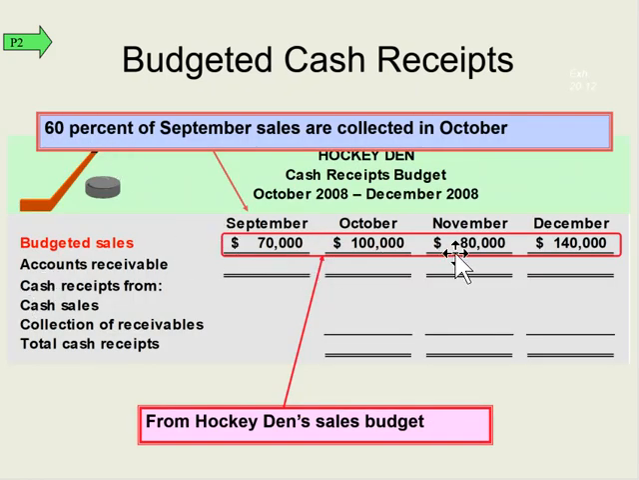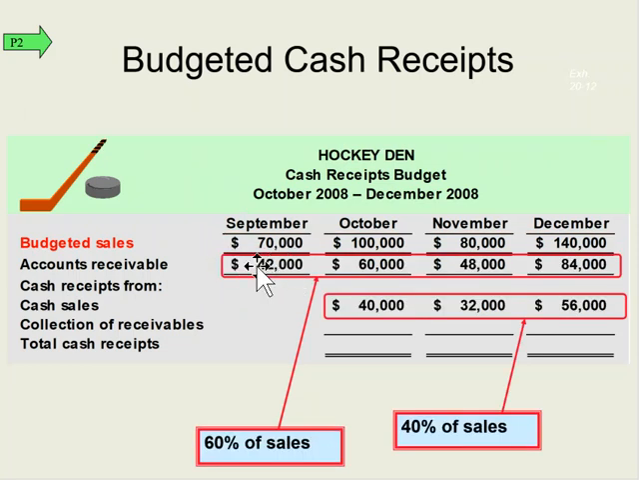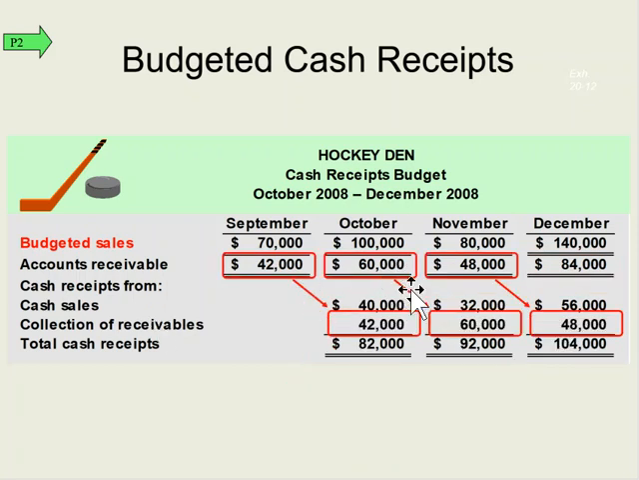So if this is their budgeted sales for those 3 months, remember 40% of those sales will be collected in cash, 60% will be collected in the month following sale. So if my October sales are $100,000, $40,000 of that will be collected in the month of sale. The other $60,000 will be collected in the month following. And we can see that right here, the month following.